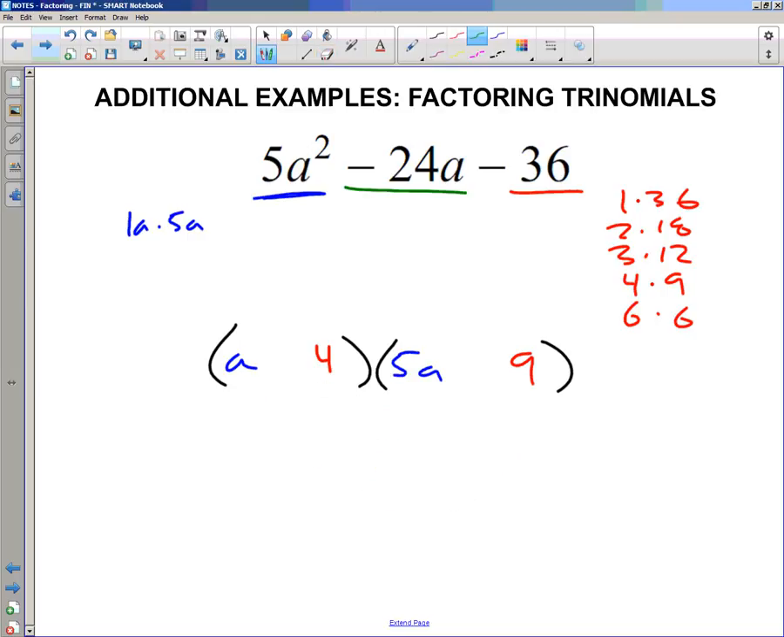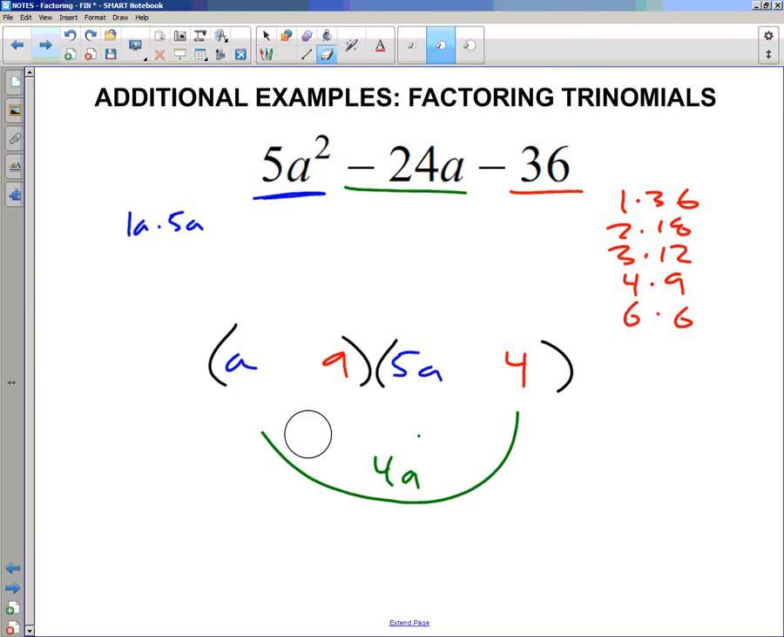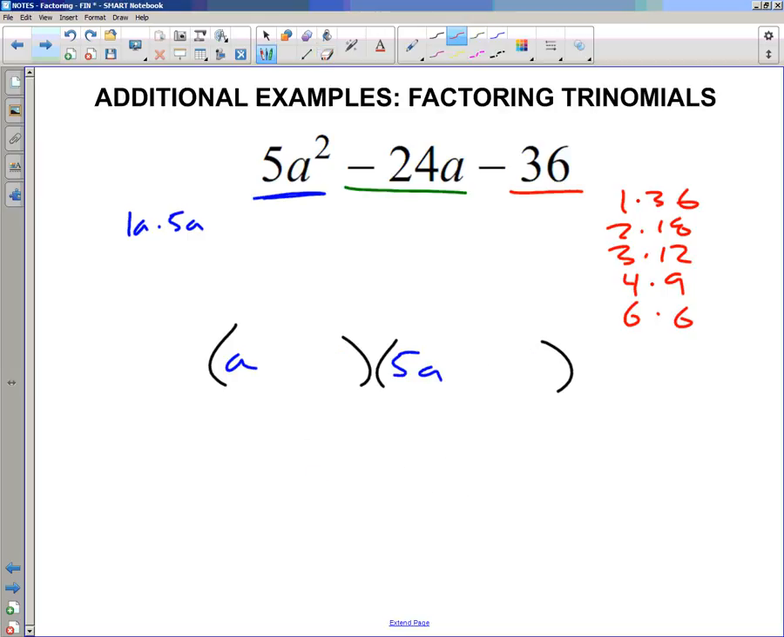Now, in this case, it's worth checking to see if we switch the places. This would give us a different solution, so let's try this out. 9 times 5a would be 45a. 4 times a is 4a. Any way we can combine those to get the negative 24? No, that's not going to work either. So it looks like my gut instinct about the 4 and the 9 was incorrect.